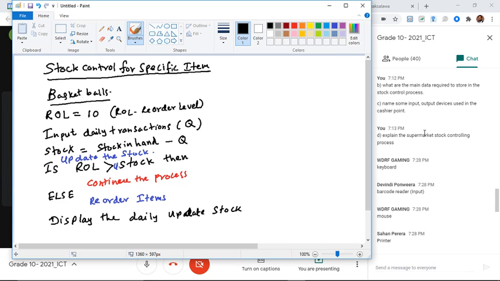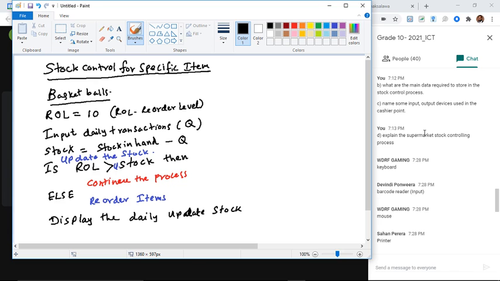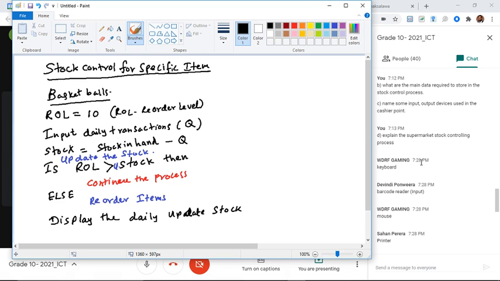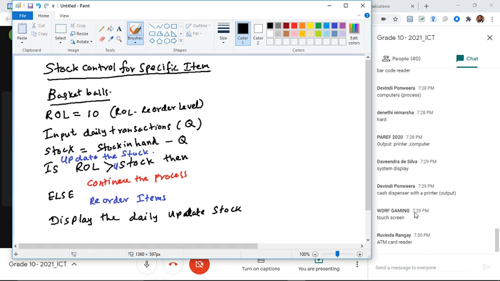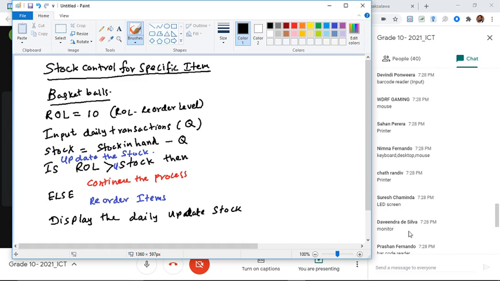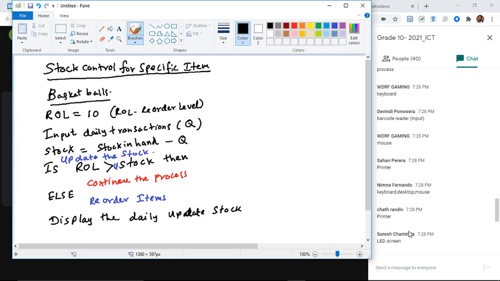If you have seen, the mouse, keyboard, barcode reader. What else? The card reader. These are the input devices at the cashier point: keyboard, mouse, and what else? If you can add a third one, add the touch screen.